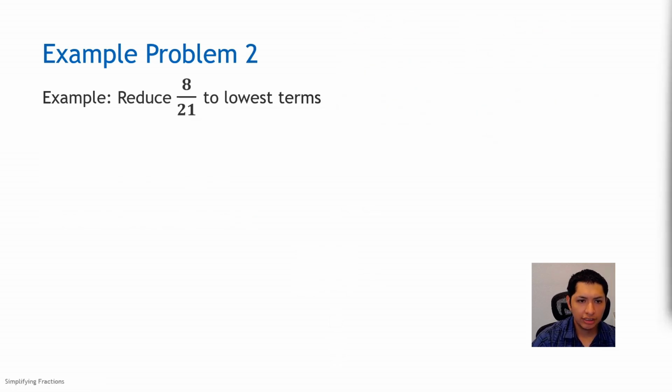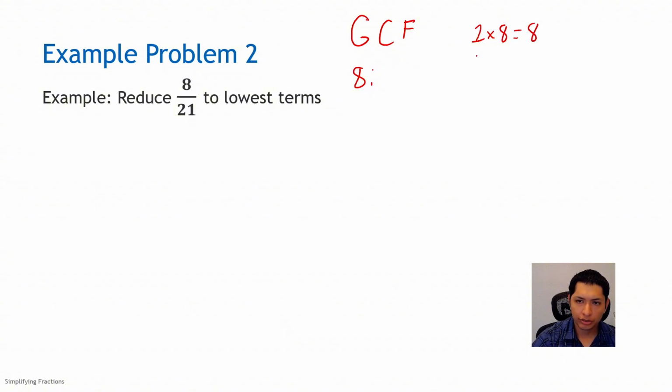Reduce 8 over 21 to lowest terms. Again, greatest common factor. Looking for the factors of 8, we have 1 and 8. We also have 2. I know that I can multiply 2 by a number to get 8, and that number is 4.